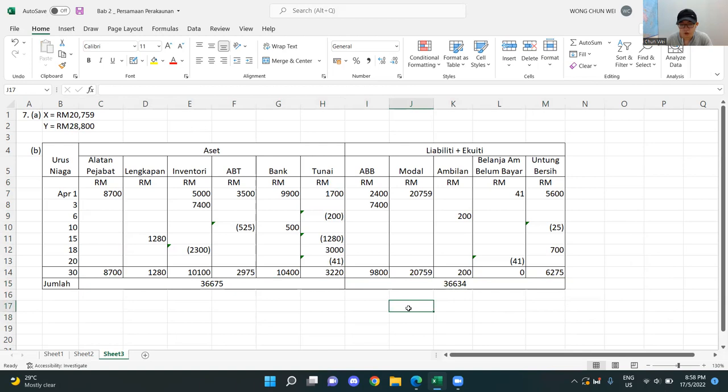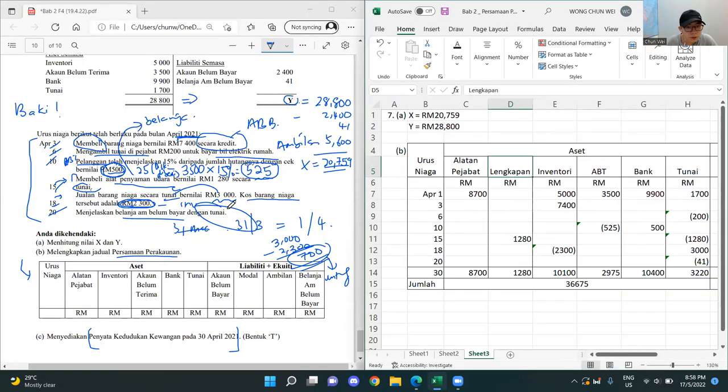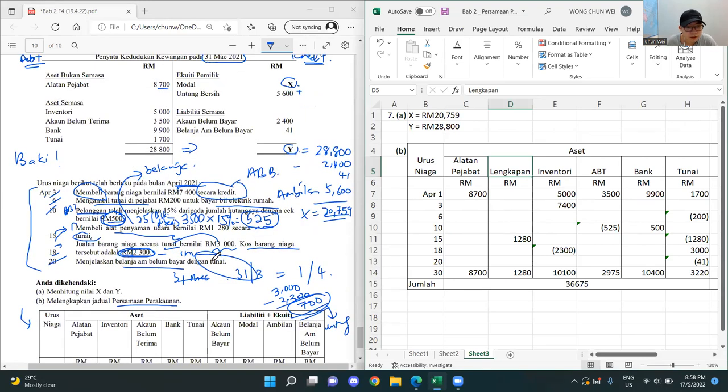Right. So you use 36,675 minus the 36,634. So what's the difference? The difference is actually 41 ringgit. Hey, why 41 ringgit le? Okay, so 41 ringgit means this one, right? You remember this one? 41 ringgit tadi lah. Yang menjelaskan belanjaan belum bayar dengan tunai ini.